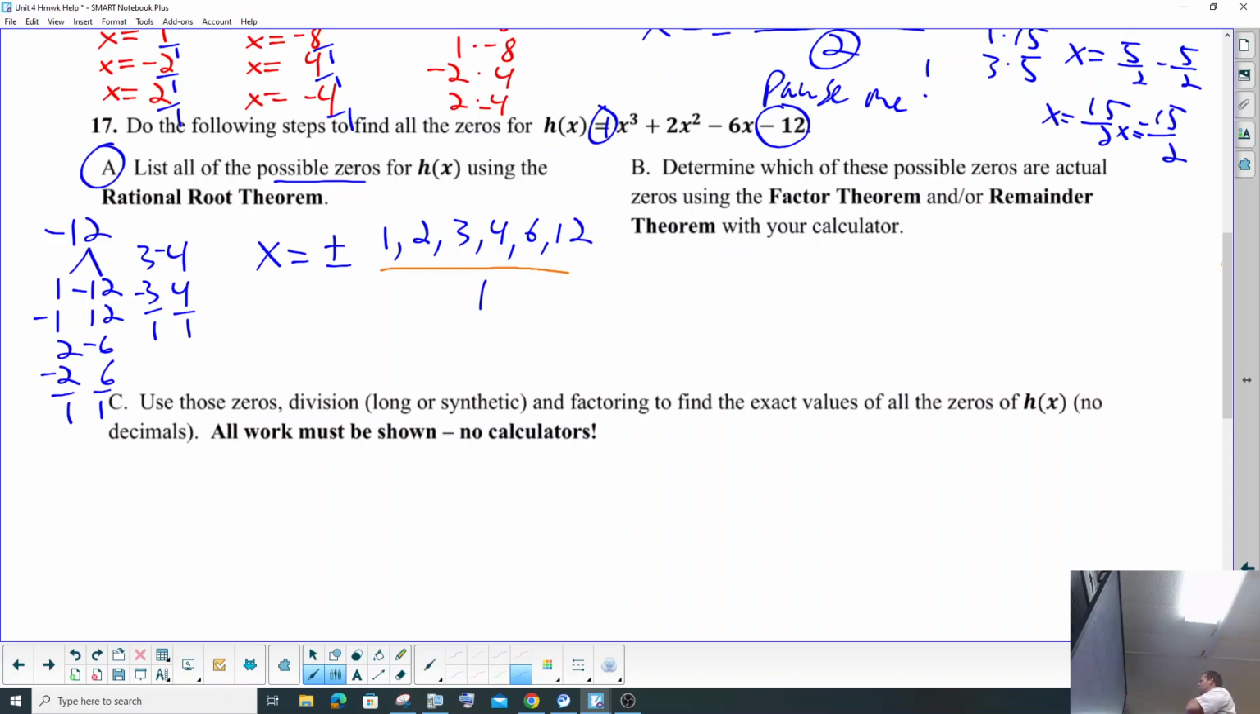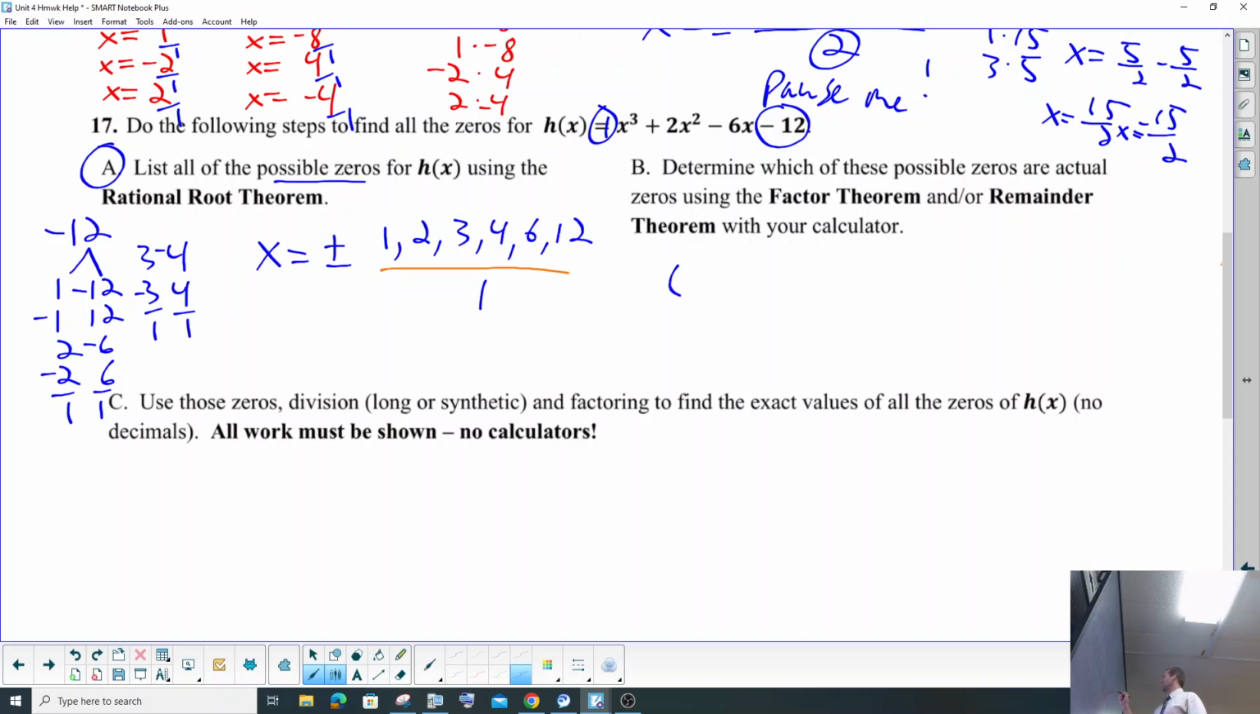Determine which of these possible zeros are actually zeros by using the factor theorem or the remainder theorem with your calculator. What that means is to plug each one of those into the equation and see which one gives you 0. You probably need like 2 of them, because then you can do synthetic division and use the next one to do synthetic division. But this is just x to the 3rd power, so we probably only need 1 of them to work. Which one do you think is going to work?